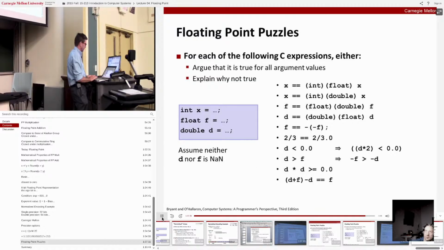Let's let him catch up. Oh, you can edit out that other stuff? Yeah. Okay. He did not edit out the other stuff.